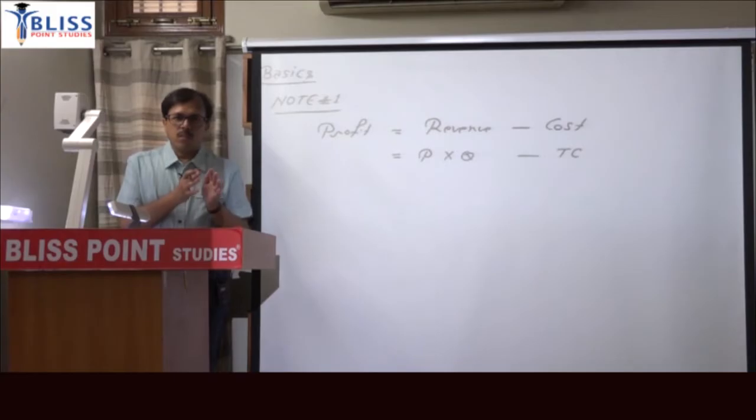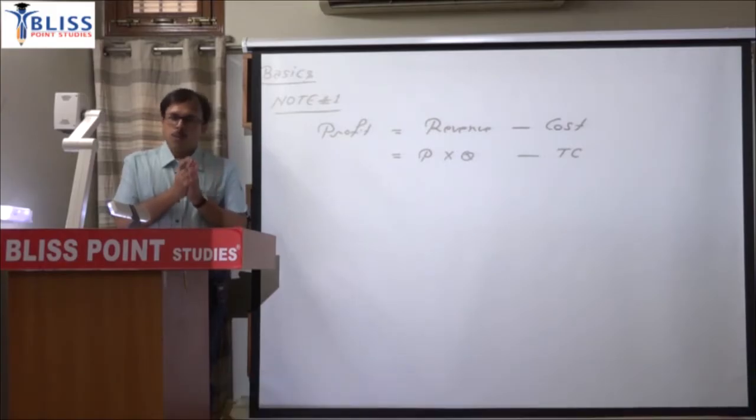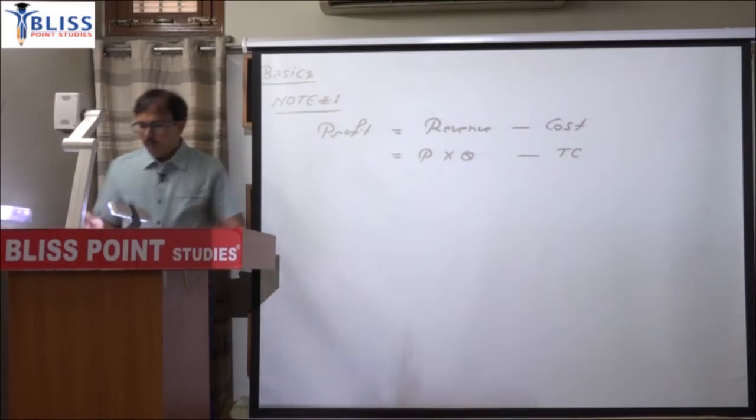One will be fixed. Fixed means you have to incur that cost independent of how much quantity you produce. Another will be the variable. Variable means it will vary according to the output. So if you produce more output, it will be more. If you produce less, it will be less.